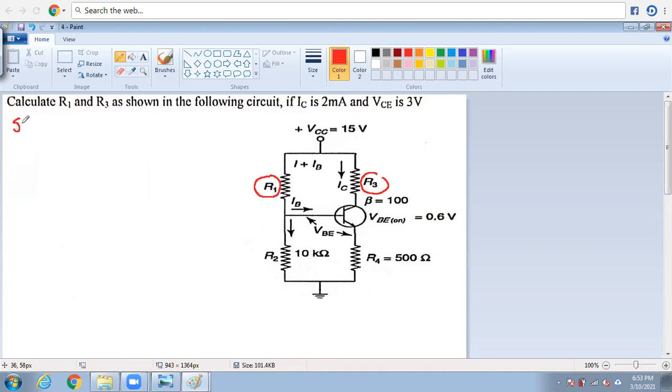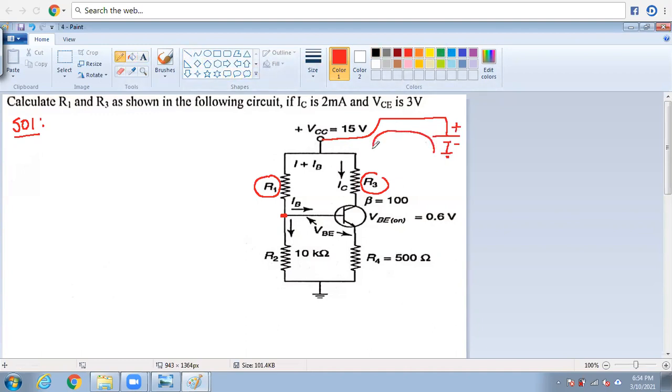Now let's start with the solution. Here there are 4 resistors connected like this. This circuit diagram can be treated as a voltage divider or self-biasing circuit. First we can start with one KVL loop equation at the output side. So this VCC I have extended like this. This is plus, this is minus. Here I have written one loop equation.